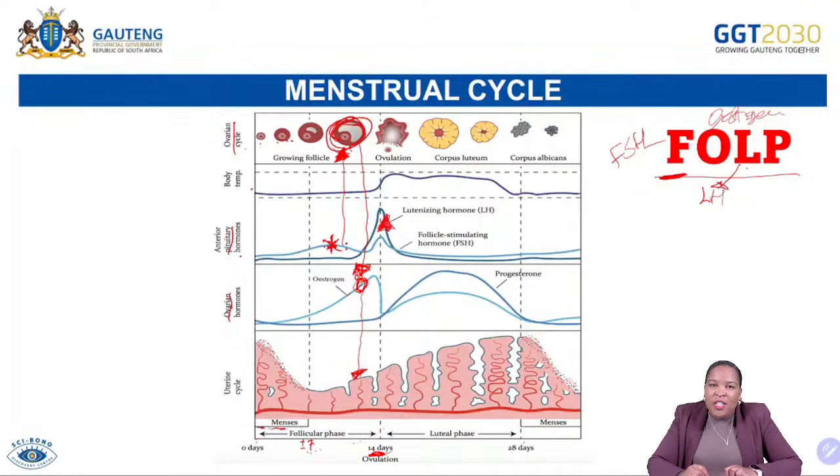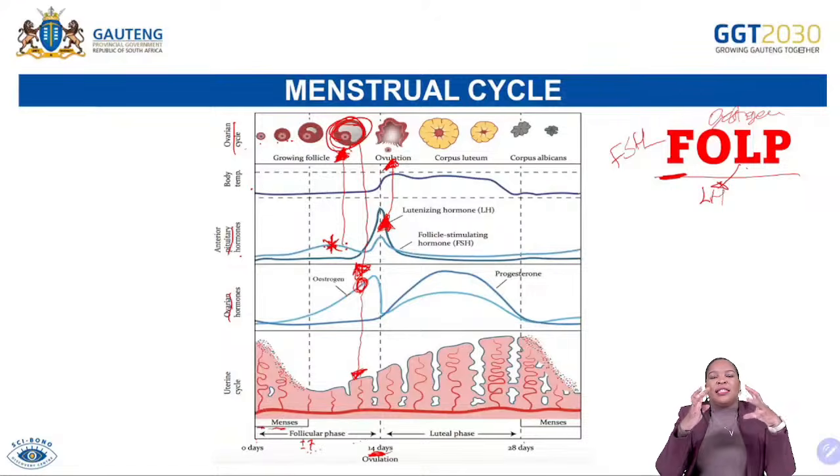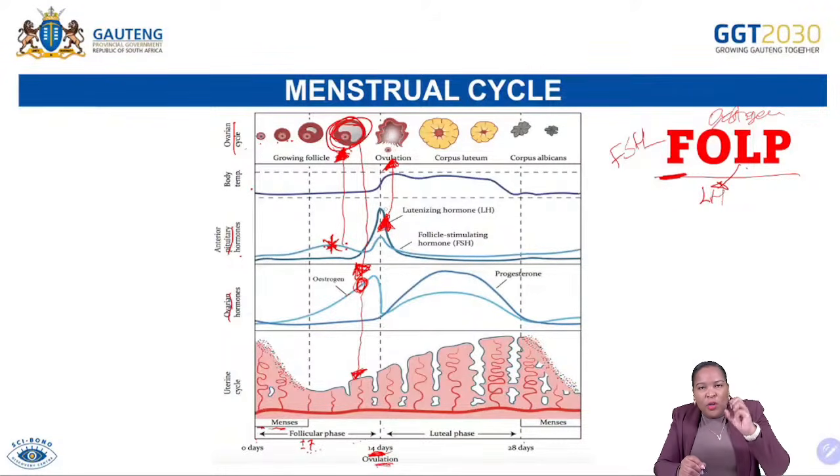And where is it going to have an effect? It is going to have an effect inside that Graafian follicle, and cause that Graafian follicle to rupture and release an ovum. And when it ruptures and releases that ovum, that phase, that process, we call it what? We call it ovulation. And this LH is not only going to cause the Graafian follicle to rupture and release, it is also going to stimulate the development of the corpus luteum.